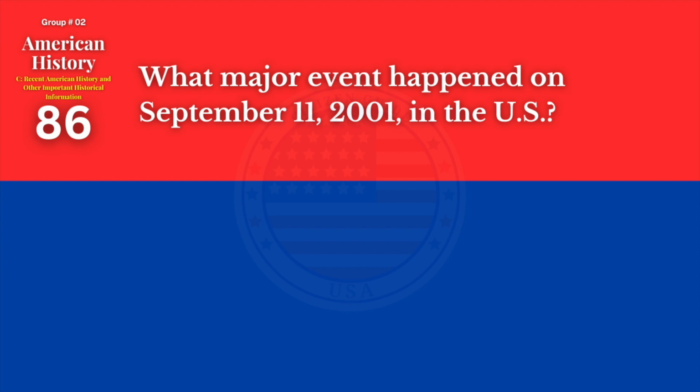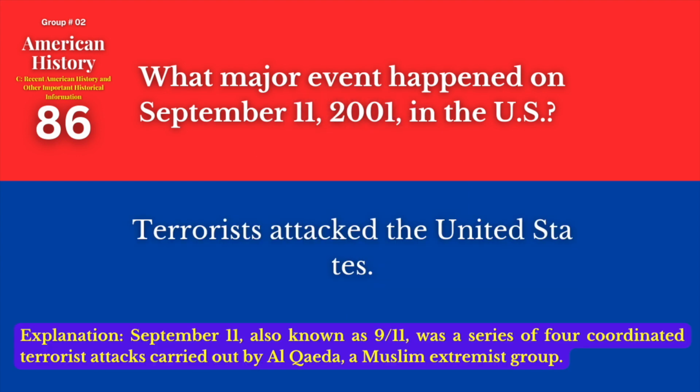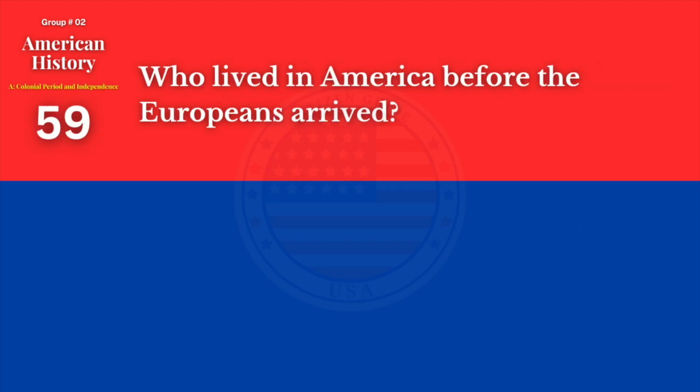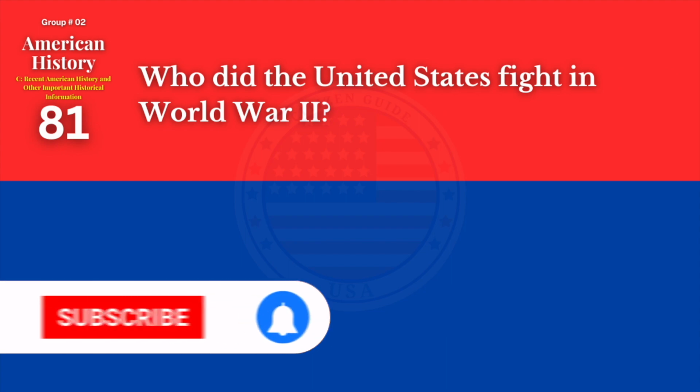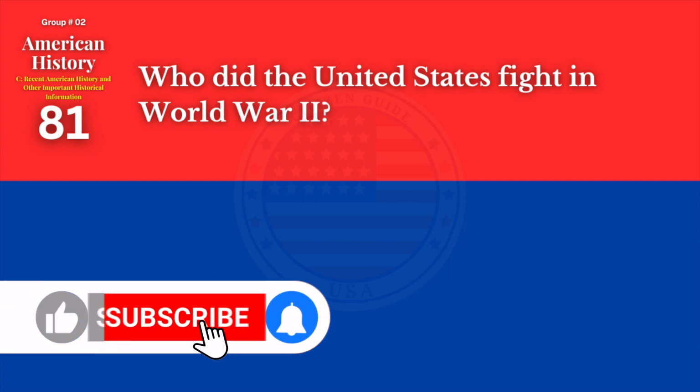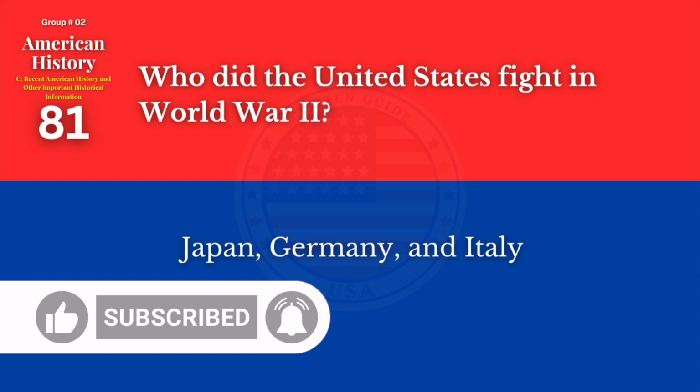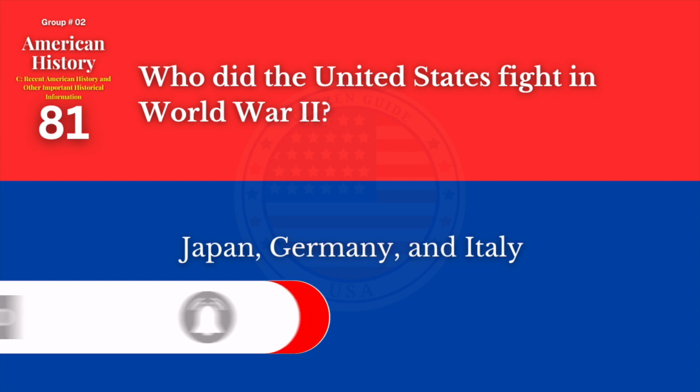What major event happened on September 11, 2001, in the U.S.? Terrorists attacked the United States. Who lived in America before the Europeans arrived? American Indians. Who did the United States fight in World War II? Japan, Germany, and Italy.